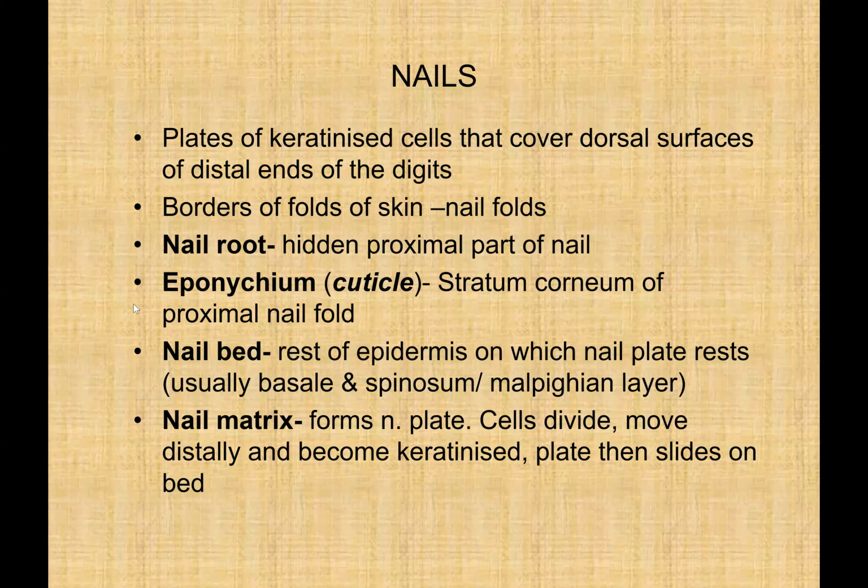So the nails, they are plates of keratinized cells that cover the dorsal surface of the ends of the digits, either the toe or the finger. At the nail, we have folds of skin. The nails are made up of a nail root, which is actually hidden in the body, and then it has an eponychium, which is found around the stratum corneum of the proximal nail, and then the nail bed itself, where you have the rest of the epidermis, what you can actually see, and then the nail matrix.